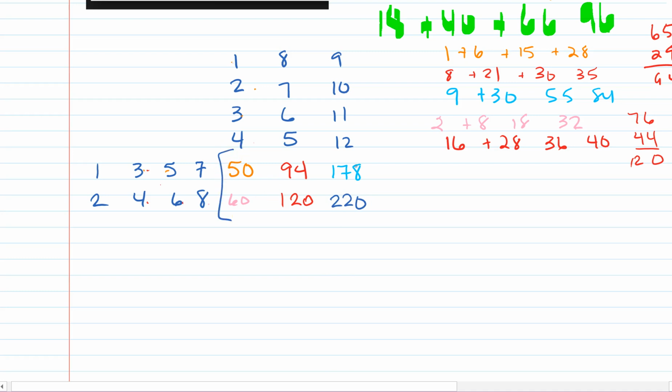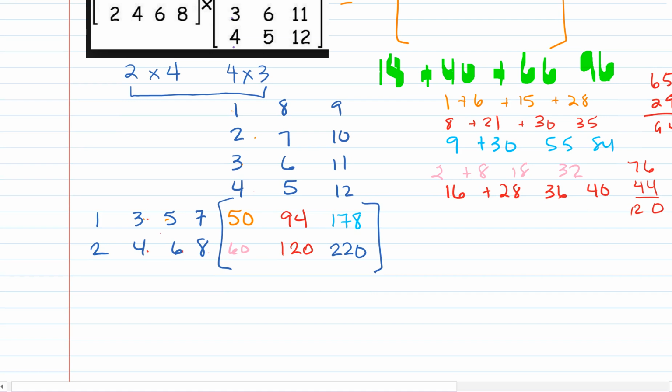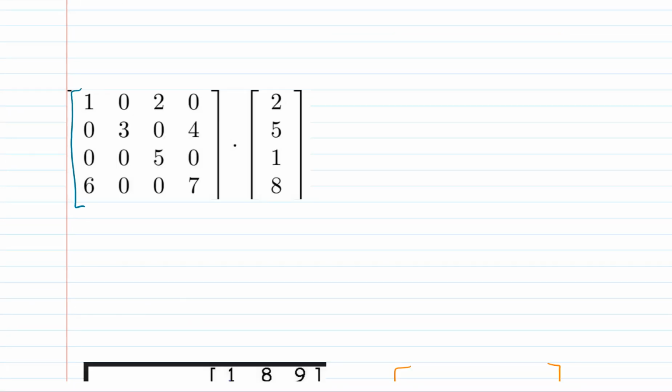So here is my resultant. I erased it, I wrote it back down. I was supposed to get a 2 by 3, and I got a 2 by 3. So hopefully doing those columns will help you work that out. Now I'm not going to work this one out for you, but if you want to pause and try it, I'm going to show the answer here in just a few.